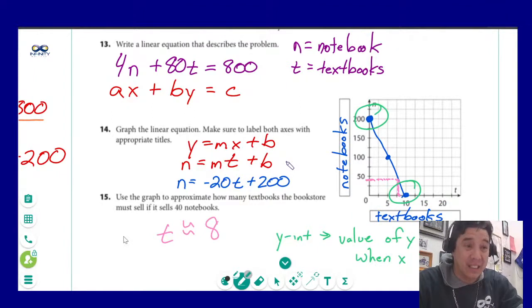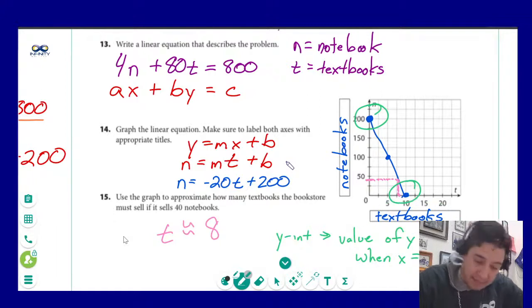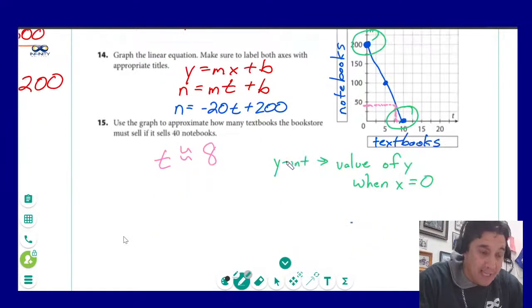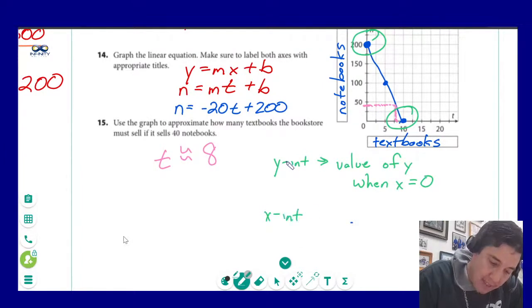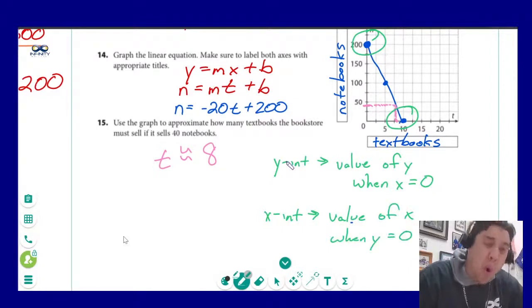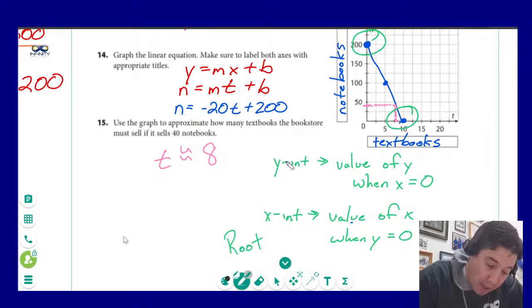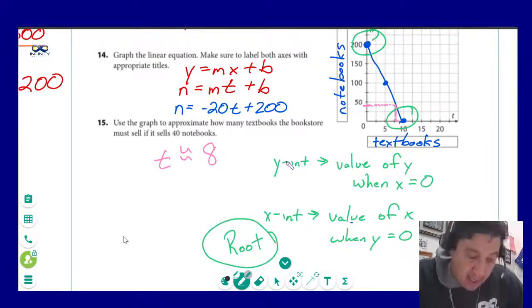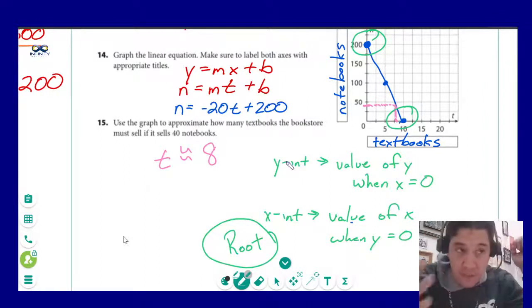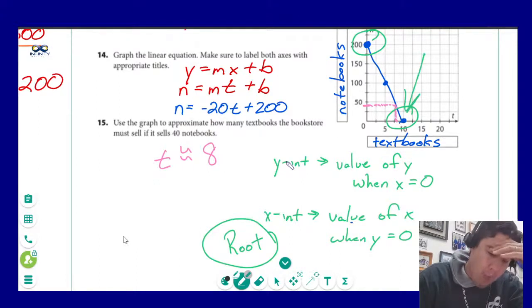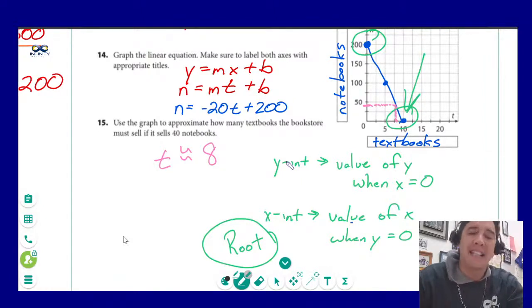And guess what the x-intercept is? Yeah, that's exactly right. The x-intercept is the value of x when y is 0. They also call this the root. And it's very important. You're going to see the roots a lot in your future math classes. So roots are just x-intercepts, and x-intercepts are just the value of x when y equals 0, or where it crosses the x-axis. You could see it crosses when y is 0, x is 10. And in real life, that means if I sell 0 notebooks, then I must sell 10 textbooks. And that's the great thing.